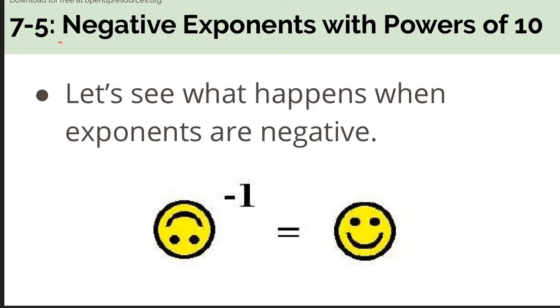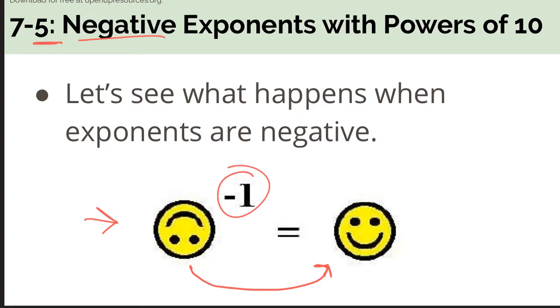Hello, 8th graders. Here in lesson 5, we're going to be looking at negative exponents using powers of 10. And we have this image right here with an exponent of -1. You can see that having an exponent of -1 seems to flip the image. That might not make a lot of sense right now, but by the end of the lesson, it should.